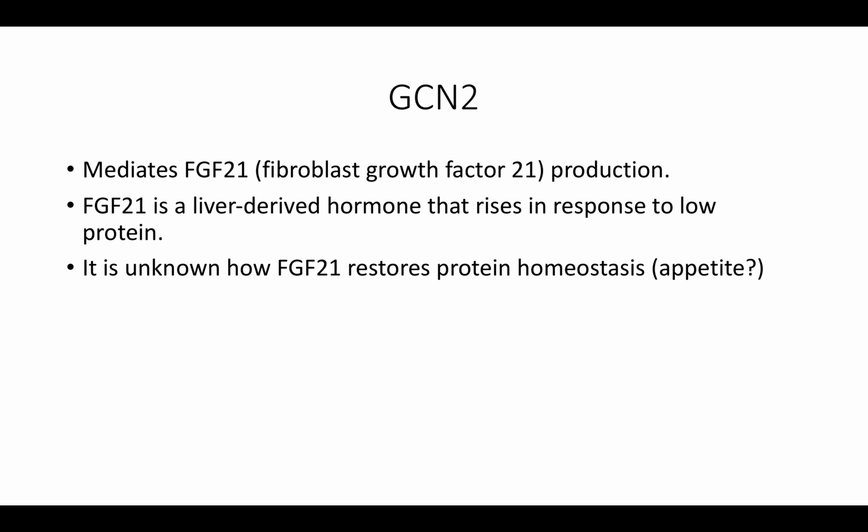Now, GCN2 mediates the fibroblast growth factor 21 production, FGF21. And FGF21 is a liver-derived hormone that rises in response to low protein. So far it's unknown how FGF21 restores protein homeostasis, but it is thought that it happens by increasing appetite, because the only way to increase non-essential amino acid levels is by actually consuming them.